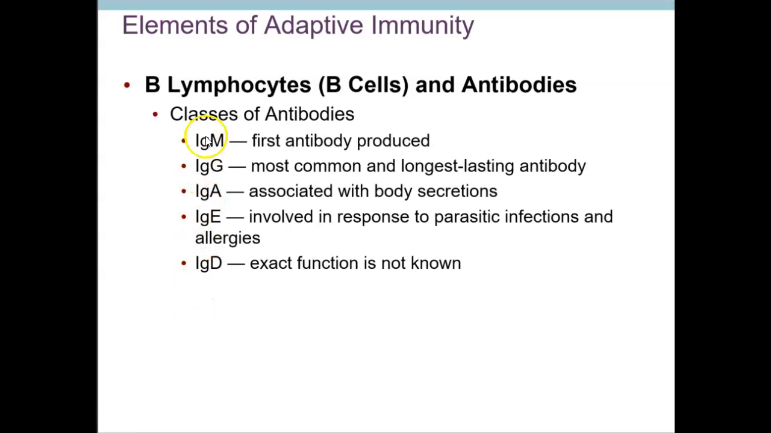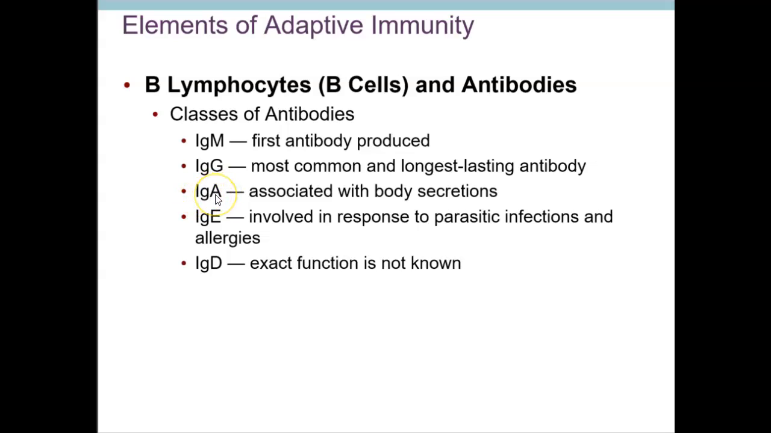So we've got 5 classes of antibodies. The first kind of antibody produced when we first encounter a new epitope, a new antigen that we hadn't seen before, is IgM. Those are the first ones made. The next ones made, and then the ones that are made most of the time after that, are IgGs. These are also the longest lasting. These are most common in the blood. If you look at plasma, it's mostly IgGs.